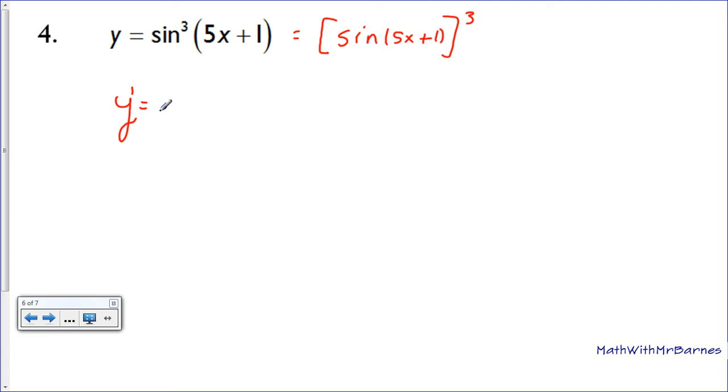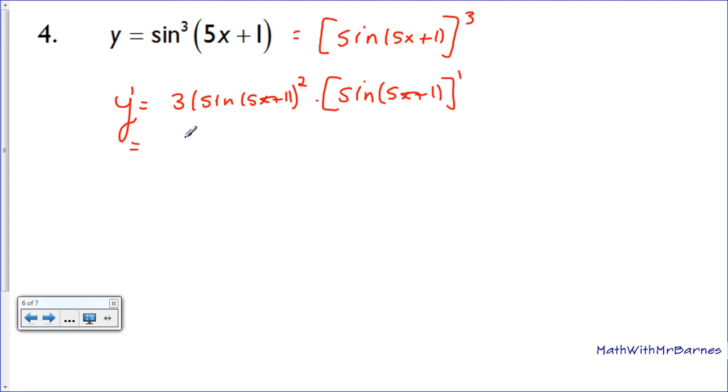So I ask myself the question, what is a derivative of something to the 3? Well, it's 3, the exponent comes down in front and smacks right in front of that something, and then I subtract 1 off that 3, so this is just the power rule, and I get squared. And then, since I have an inside function, what's the derivative of sine 5x plus 1? Just like that.